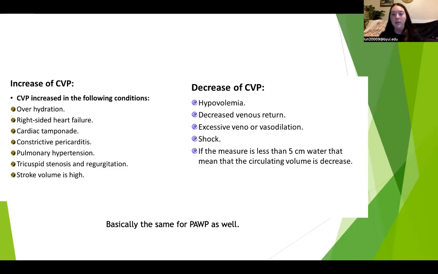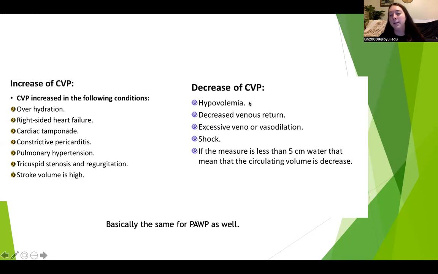Cardiac tamponade, so it's increasing that pressure because it's a fluid-filled sac that's creating pressure on the heart. Constrictive pericarditis, same concept. It's constricting because of the inflammation in the heart and the pericardial tissue. Pulmonary hypertension, tricuspid stenosis and regurgitation. Stenosis is that hardening, and regurgitation is allowing fluid to back up. And then stroke volume is high. When we talked about stroke volume earlier, it was all the preload, afterload, and contractility.